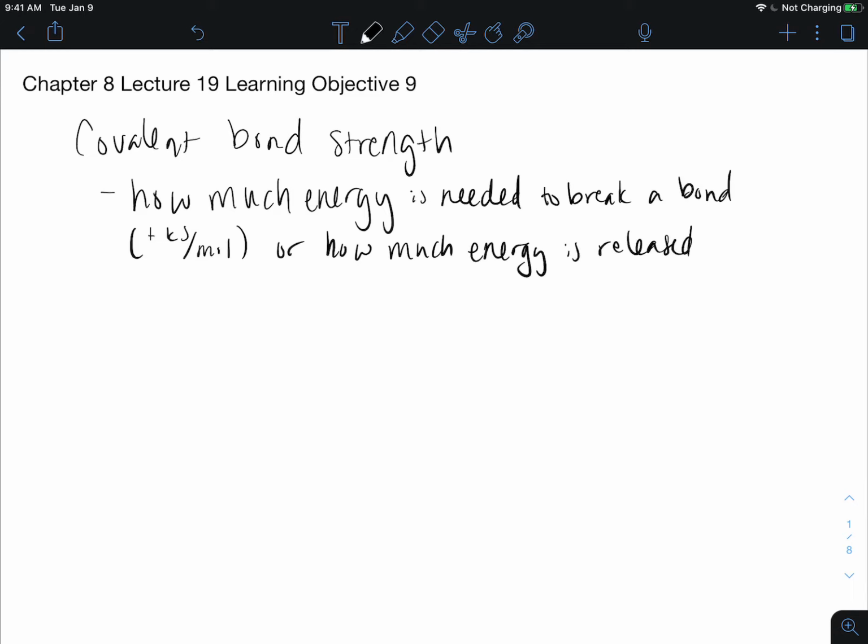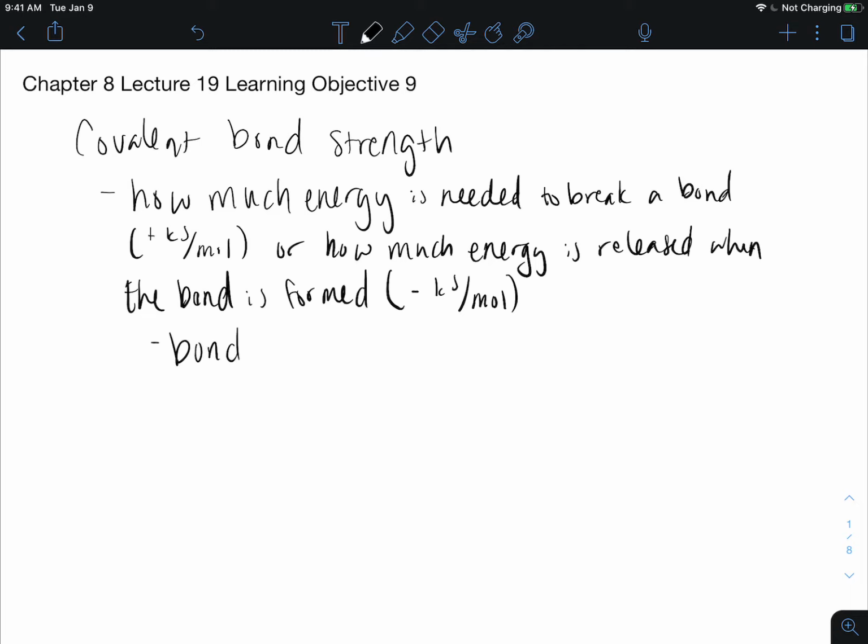And then when the bond is formed, this is going to be a negative kilojoule per mole. Okay, so we call this kilojoule per mole value bond enthalpy. And anytime you break a bond, it will always require energy. Anytime you make a bond, it will always release the energy. And we're talking about individual bonds.